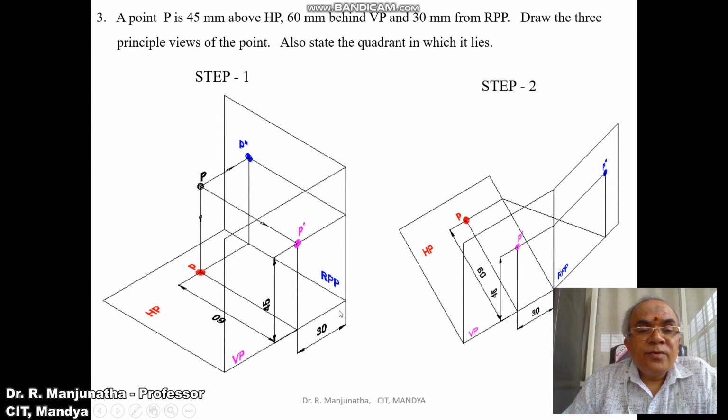When you look from the front view, the plane, that is the vertical plane, is between the object and the observer. When you look from the top view, the object is between the plane and the observer. When you look from the left side view, again the object is between the plane and the observer. When you look from the right side view, the plane is between the object and the observer.